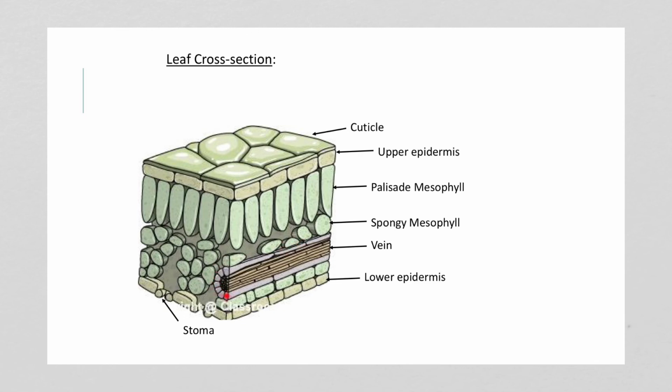And then this is the vein, so that's where the xylem and the phloem would be, and that's the lower epidermis. And then stomata. One is called a stoma. So it opens and closes to let air and gases and water vapor and so on in and out.